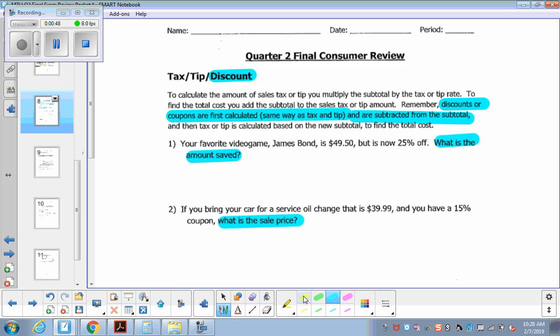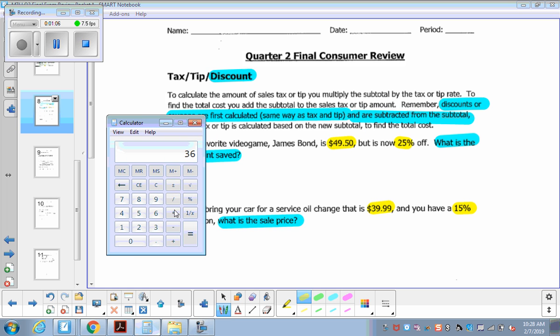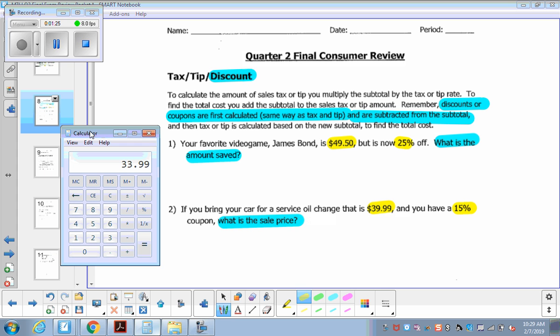So for a problem like number 1, you're just multiplying the $49.50 times the 0.25, and that's going to be your answer. For number 2, when you take the $39.99 and multiply it by the 0.15, that's the discount, and now you have to actually subtract it. The discount here would round up to $6 off. So then you take the $39.99 and you subtract the $6, and this oil change would cost $33.99.